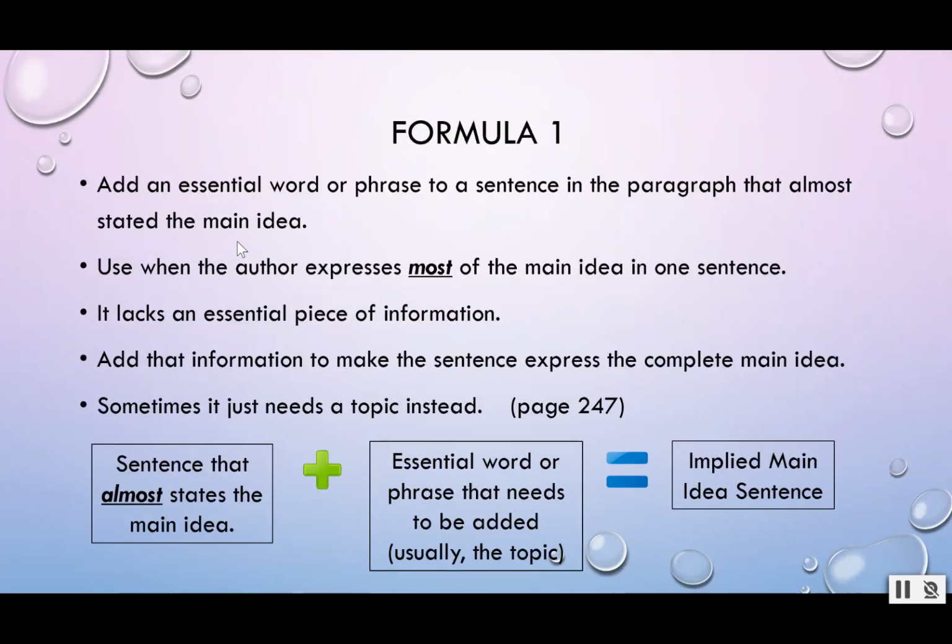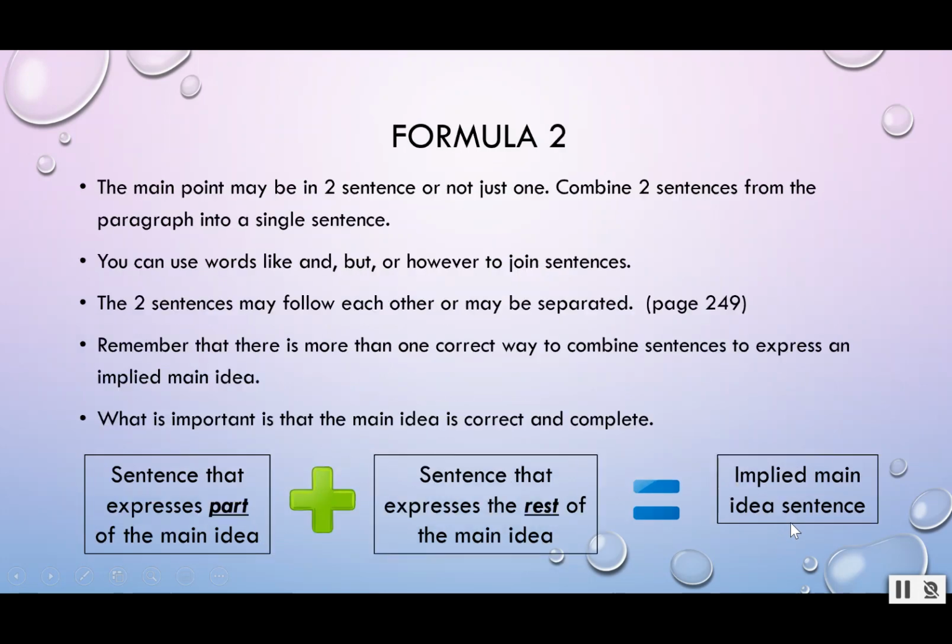Alright, let's go back to our PowerPoint. So that's formula number 1. You've got your sentence that almost states the main idea. You're going to add in, usually it's going to be the topic, the word or phrase that's the topic, and that'll be your implied main idea.